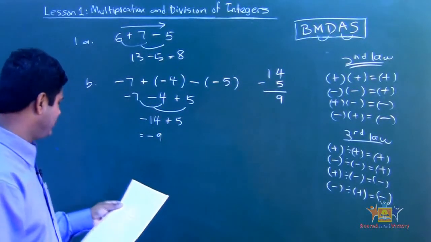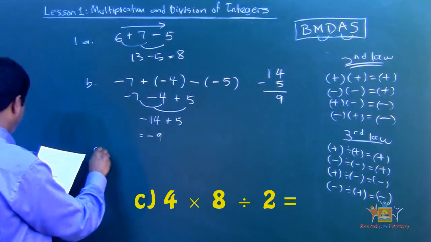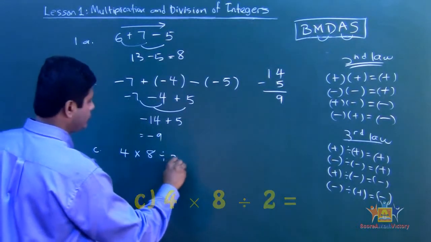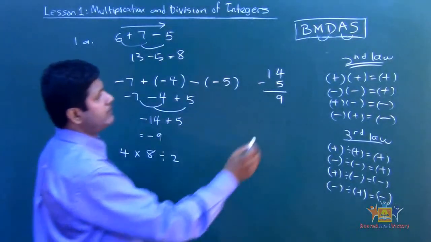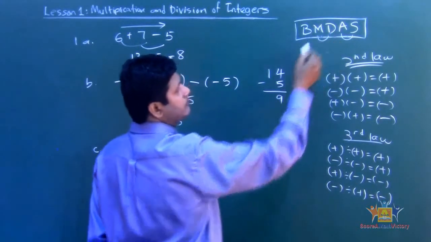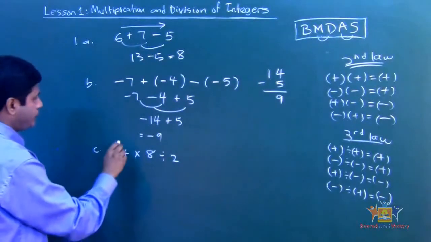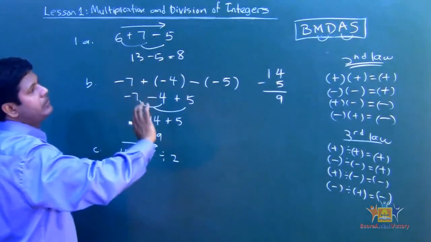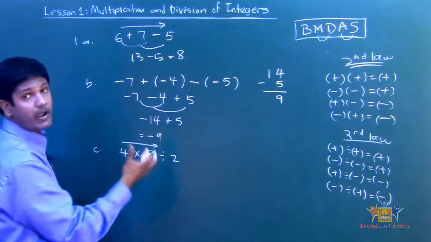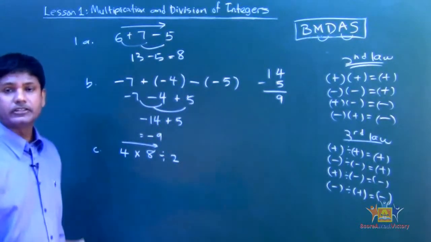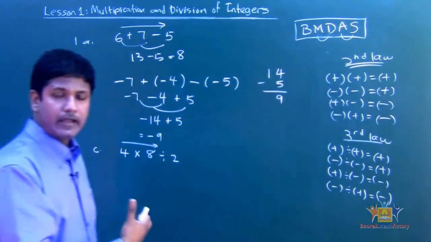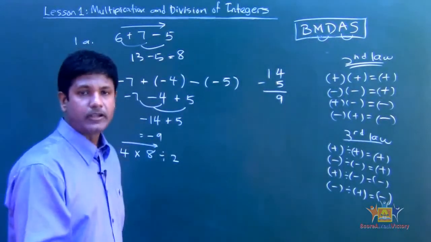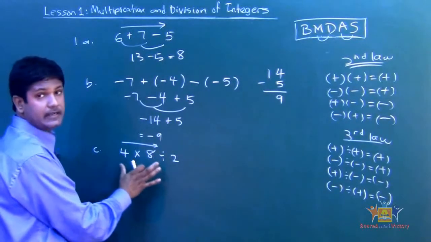Alright, let's look problem C. Problem C, you're given 4 times 8 divided by 2. Again, okay? Multiplication, division comes together, alright? We're going to use the left to right. Just like the addition and subtraction. When they come together, you do the left to right, alright? There's no priority between addition or subtraction. You just go left to right. If addition comes first, you do the addition. If subtraction comes first, do the subtraction. The same thing with the multiplication and division, okay?